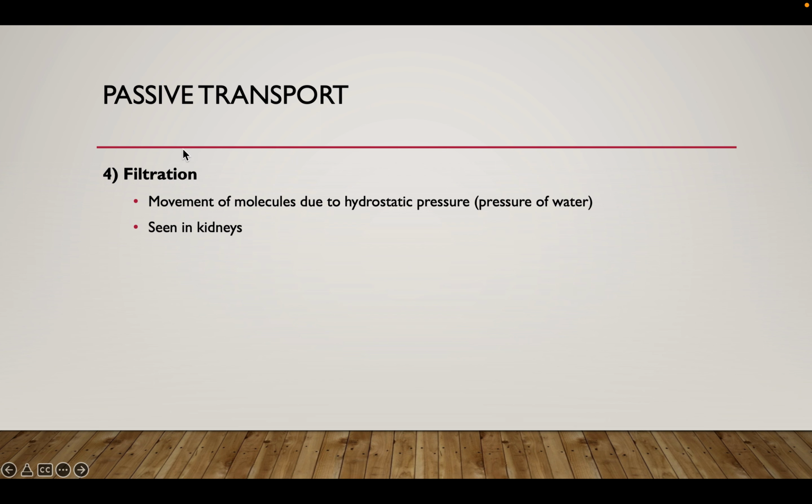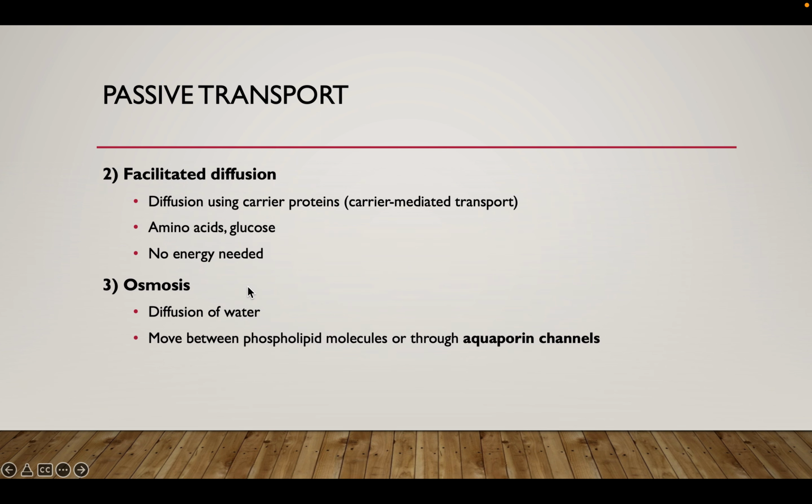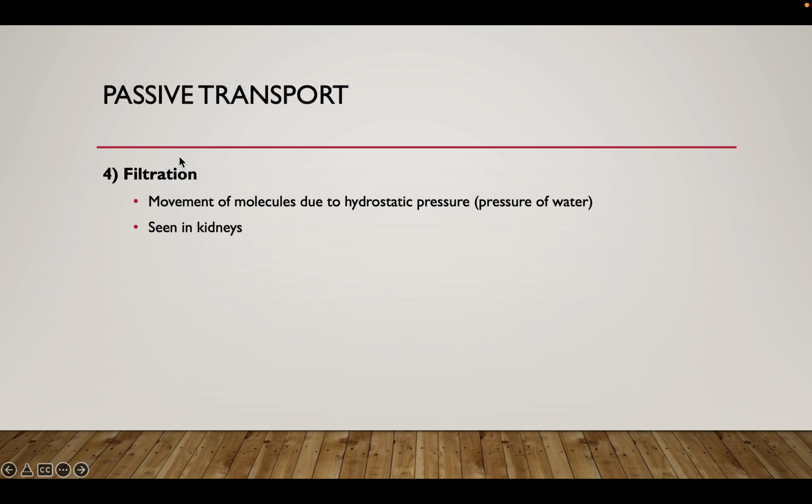Now, our last one is filtration. We see aquaporin channels in this process of osmosis in our kidney, where we're also talking about filtration. But filtration, and what we mean here specifically, is the movement of molecules and solutes out of a fluid due to the pressure of that fluid, so due to the pressure of the water. So when you talk about glomerular filtration in the nephron, you talk about hydrostatic pressure and you talk about osmotic pressure, or colloid osmotic pressure.